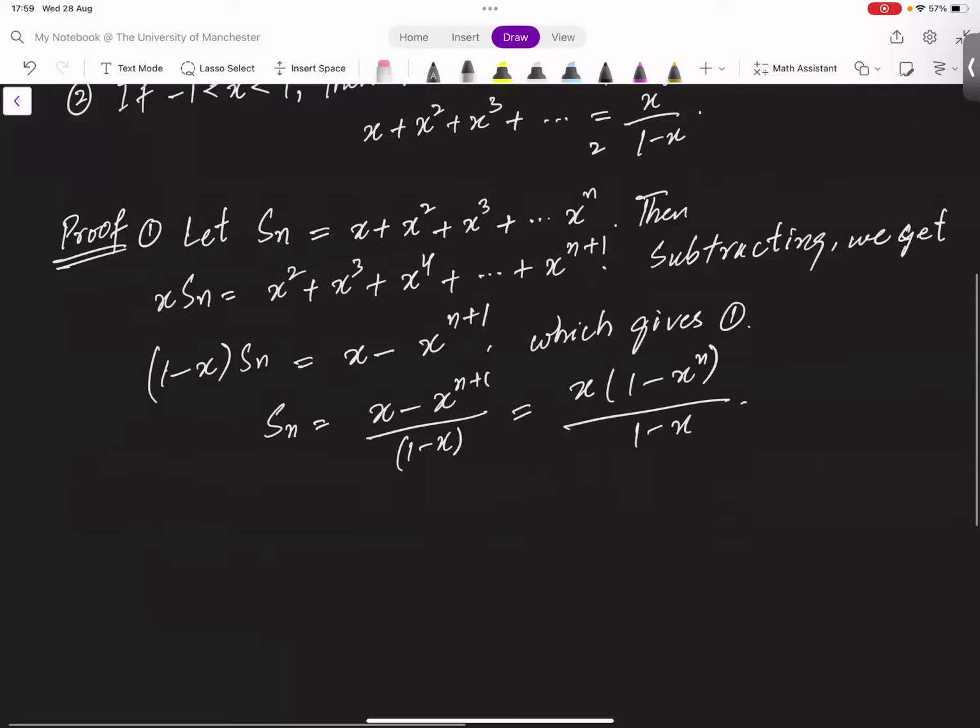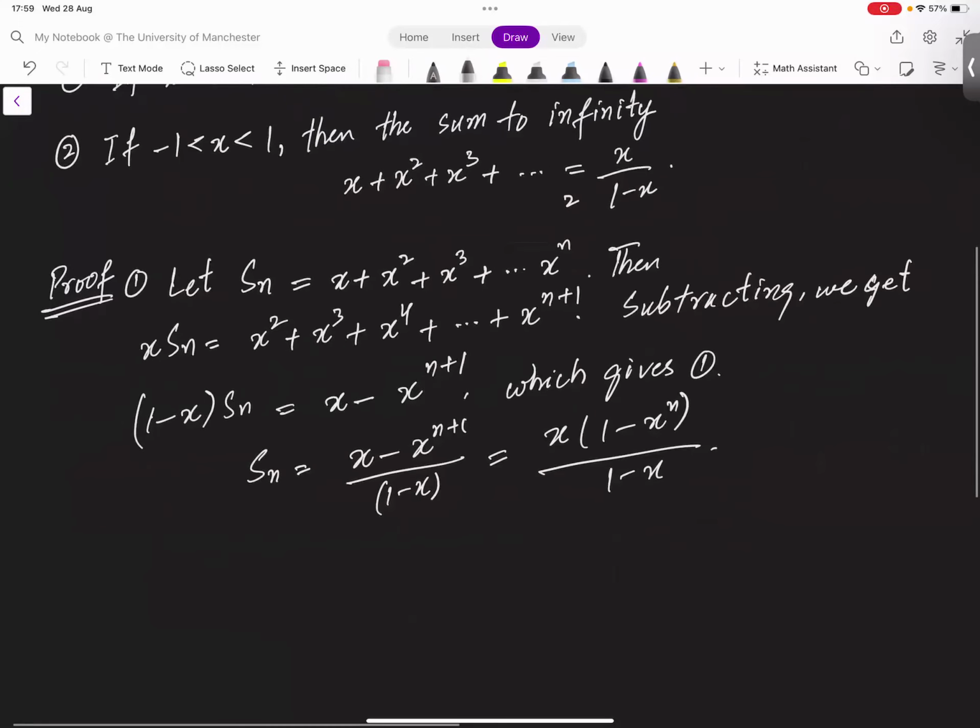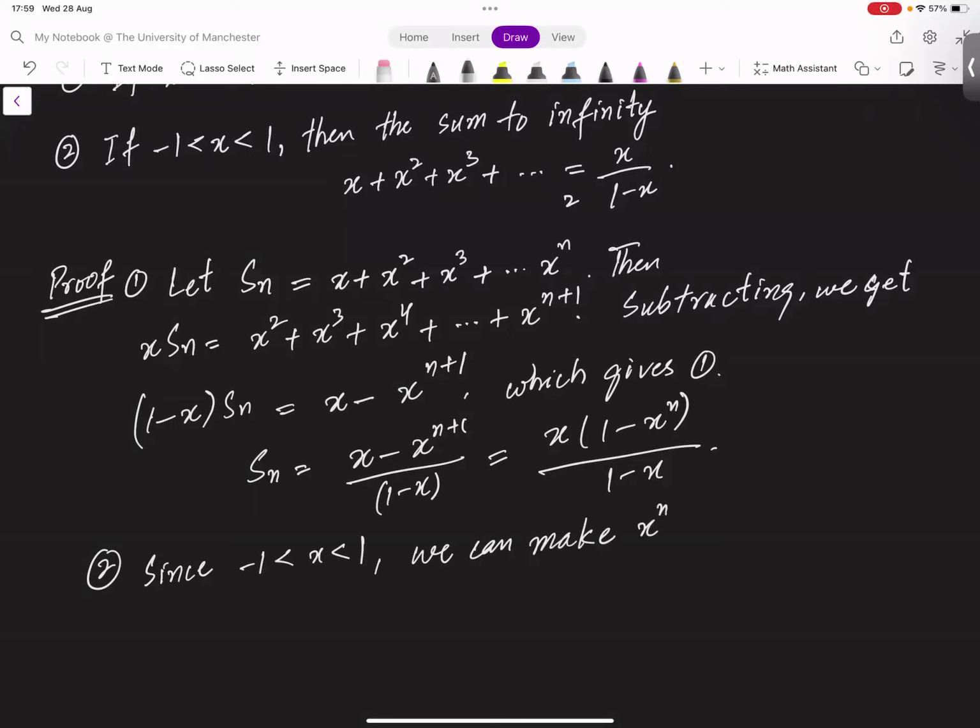Now part 2. Since x is between minus 1 and 1, we can make x to the power n as small as we like, provided we take n large enough.